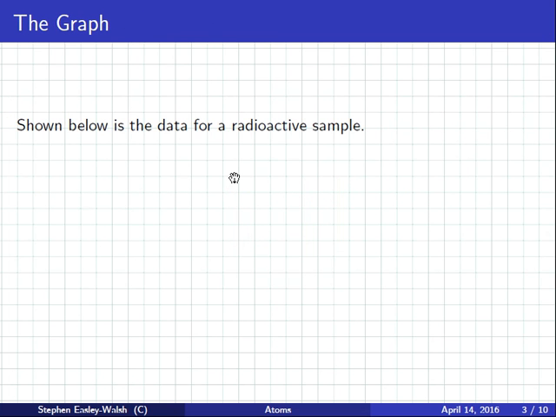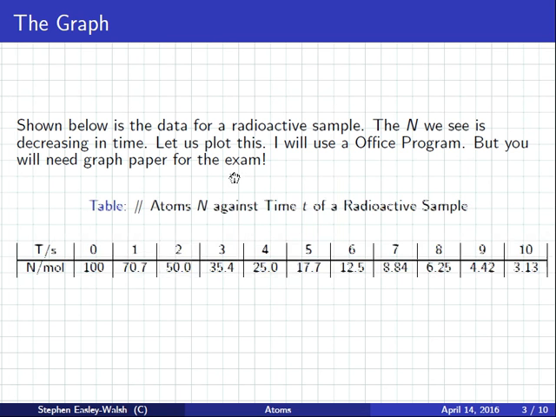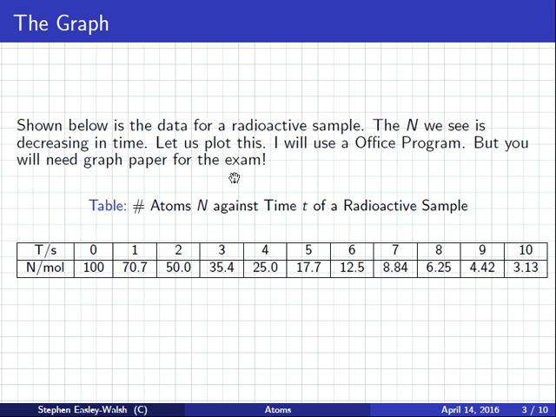Right, below is some data for a radioactive sample. I won't bother plotting this because we saw the plot in the last lesson. What shape graph do we get here? Exponential. Correct. We don't like this in physics. Why not? In physics graphs, especially hand-drawn graphs.